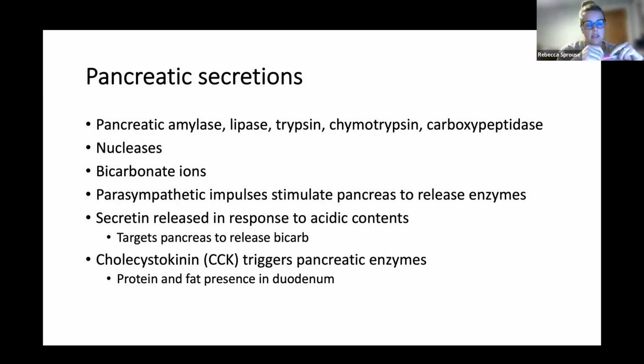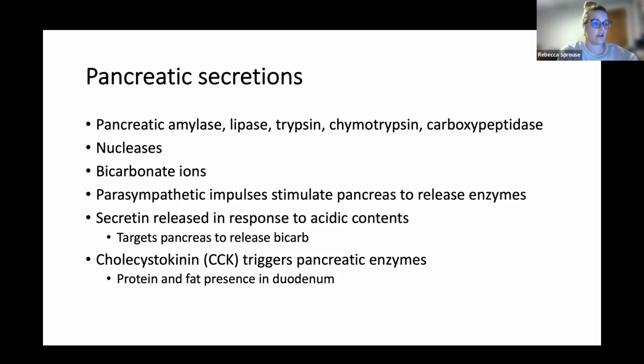Also, we have bicarbonate ions. Bicarbonate is a buffer. So remember that the contents from the stomach is very acidic. The small intestine pH is about neutral. So we need something to buffer that pH, bind up those hydrogen ions, to neutralize that so that we're not only damaging the small intestine wall because it's not equipped to handle those pHs, but also so it doesn't denature our enzymes that are there. Those enzymes don't necessarily work at low pHs. And so we don't want to denature those enzymes so that we can't digest anything.